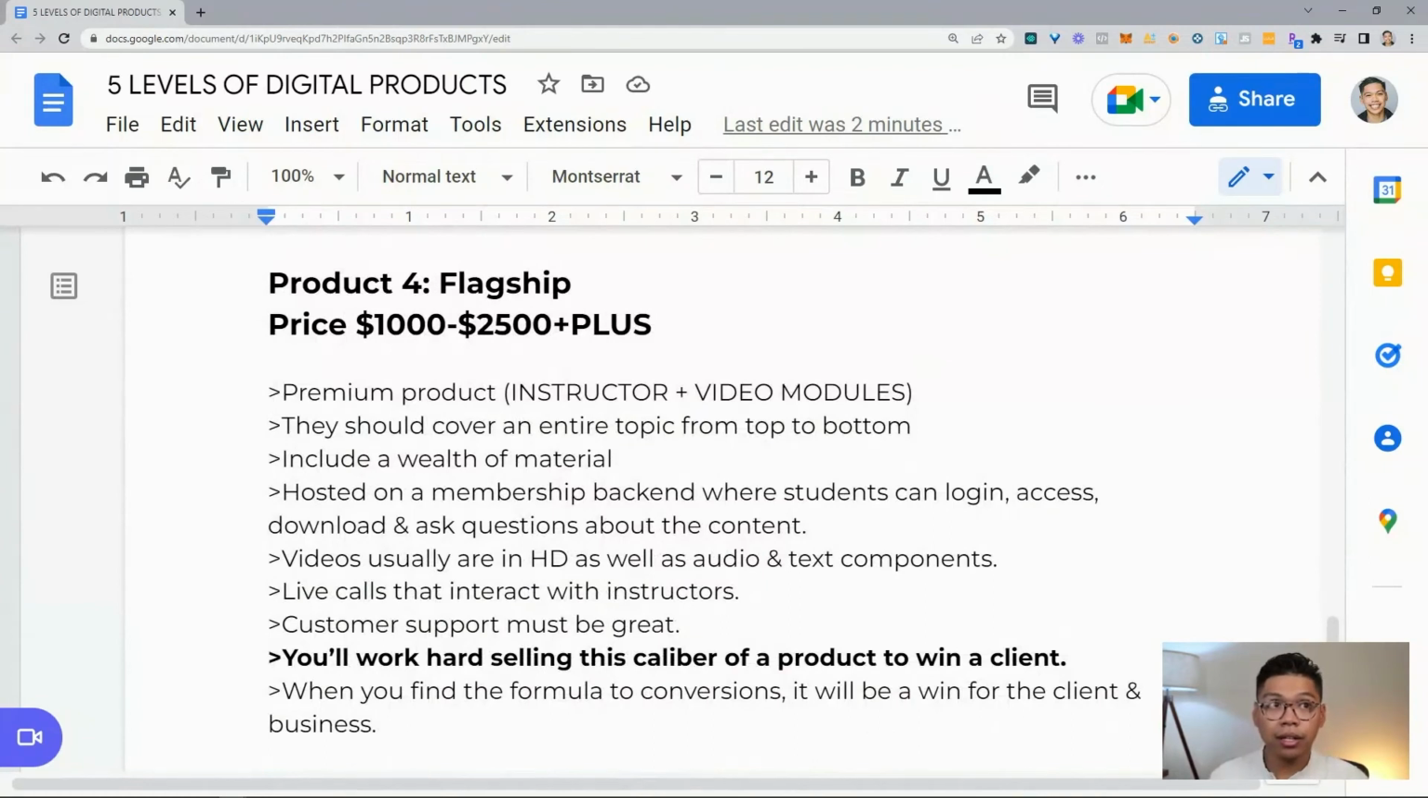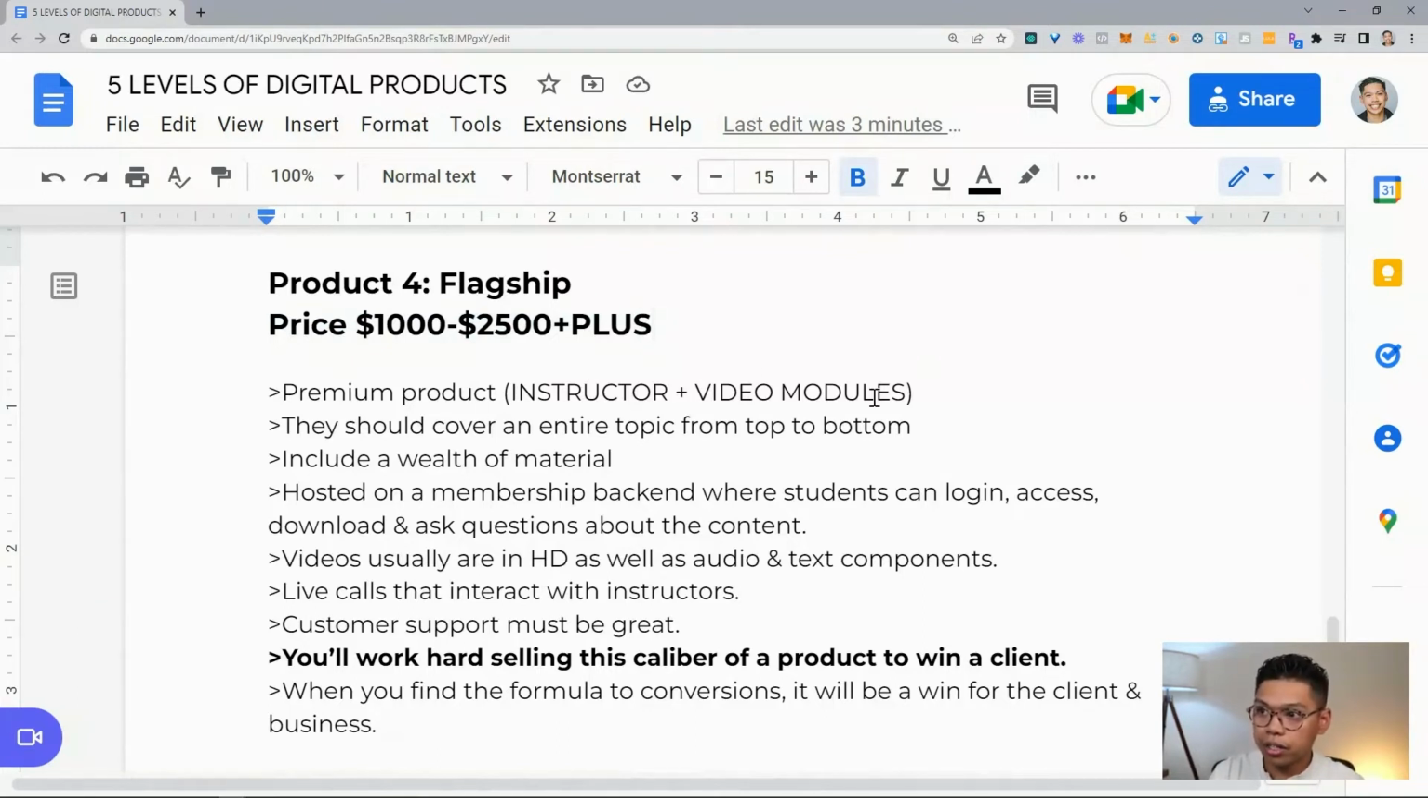Now, product number 4, this is the flagship product, and the flagship is anywhere from 1,000 to 2,500 plus. You'll see a lot of people charging for a really good education program or a coaching program. This is where coaching and mentorship is really in, and where you're able to not just leverage yourself, but also leverage other coaches, like probably multiple people in different departments and areas. Depending on your price point is the amount of scalability you can have with your team and your staff.